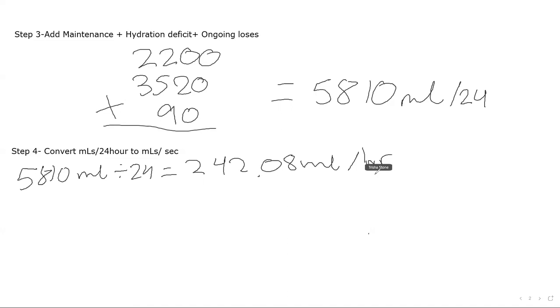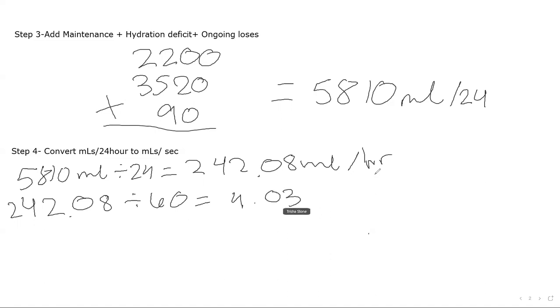Then we're going to take that 242.08 per hour and put it into minutes. And we'll divide that by 60. And that equals 4.03 mil per minute. And lastly, we want to go to seconds.